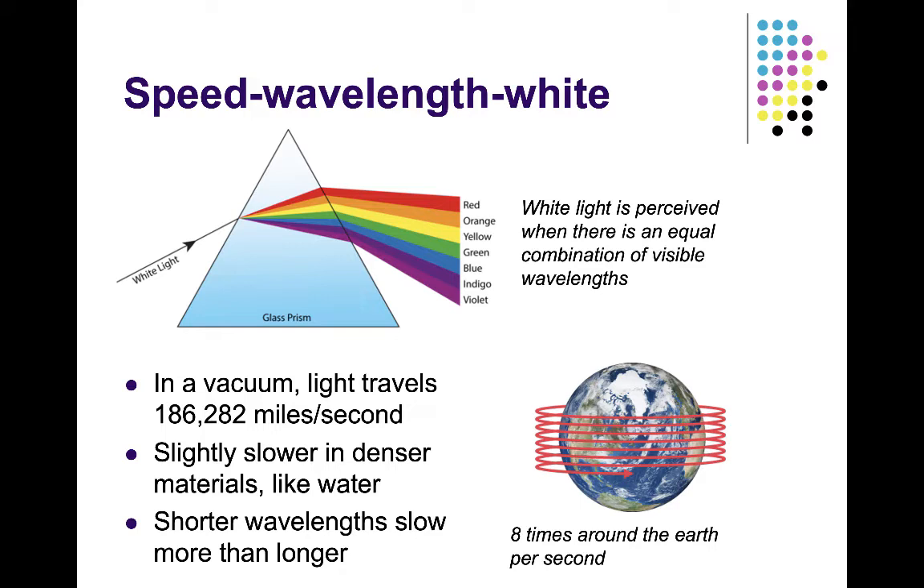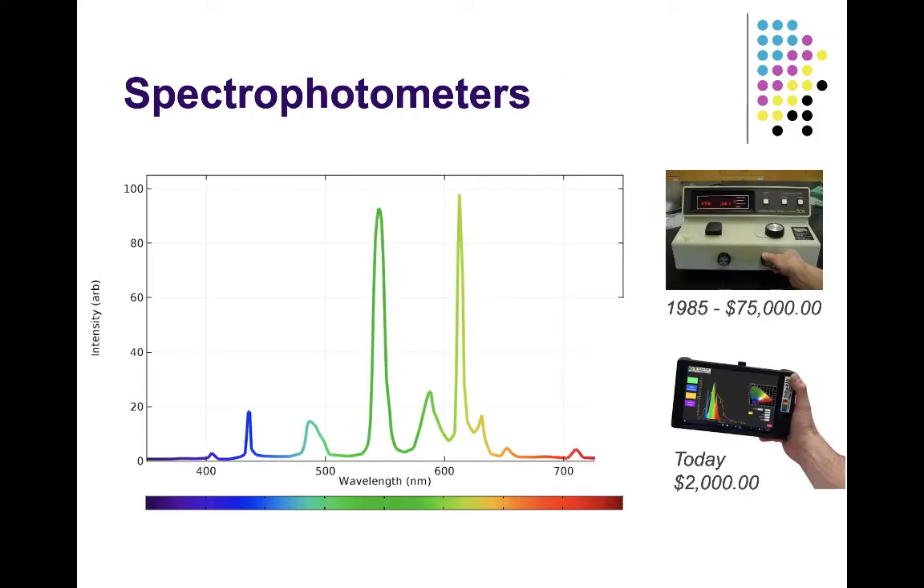If white light is passed through a glass prism or a droplet of water, the density of the glass will bend the light corresponding with its wavelength, splitting it into wavelengths from long to short. In a vacuum, light travels at almost 200,000 miles per second, which is incomprehensibly fast. Light moves slightly slower in denser materials, like water, and that's why they bend.